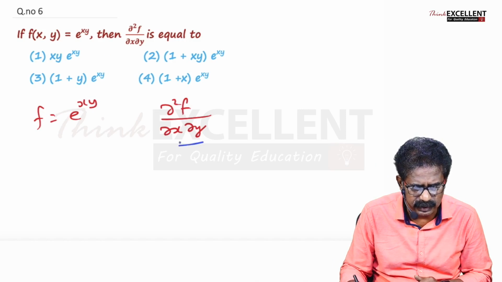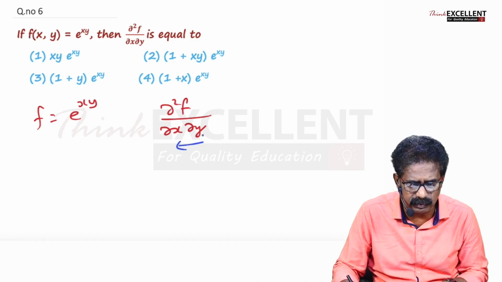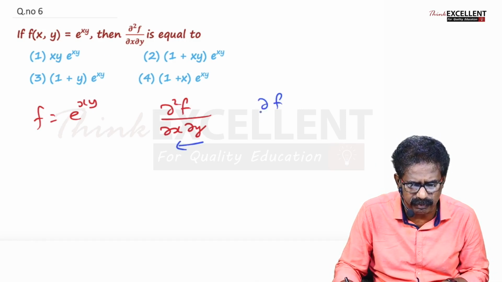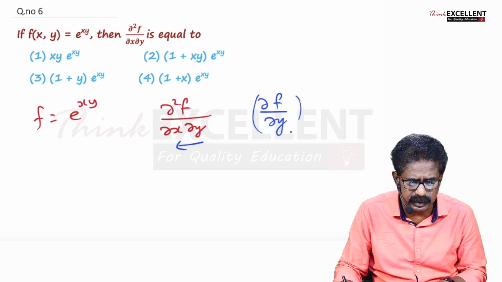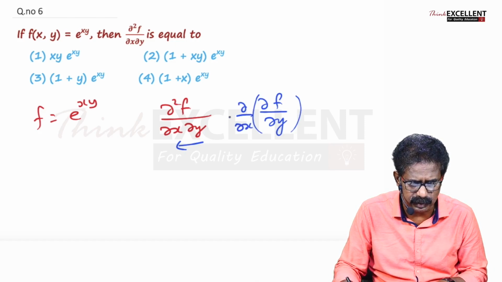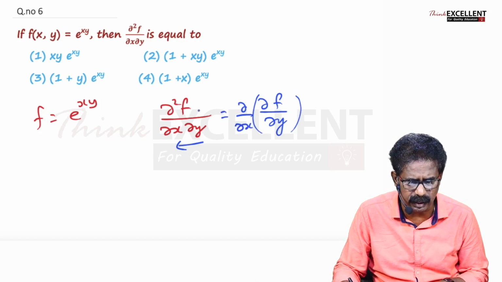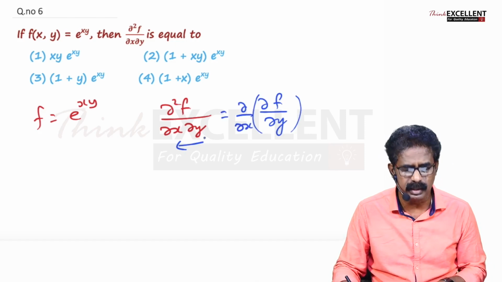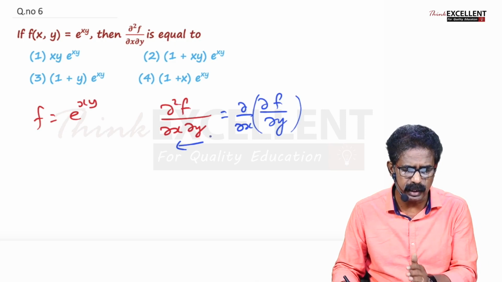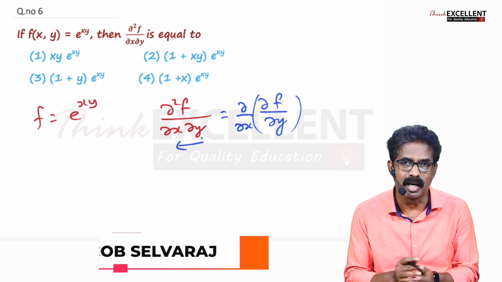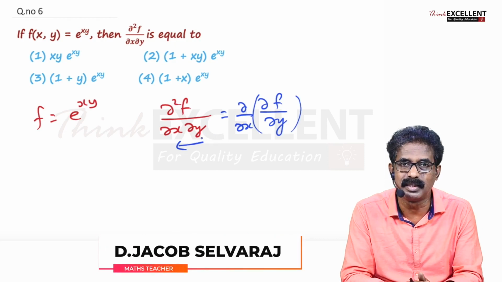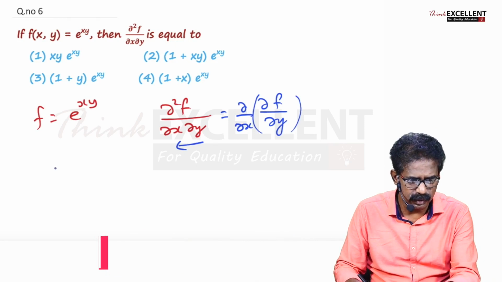You have to start from this end. First you differentiate with respect to y. That is, first you find dou f by dou y. That answer you differentiate partially with respect to x. That is why we write dou square f by dou x dou y. That means first you differentiate with respect to y, then with respect to x. If you reverse the order, normally they will be equal, but not always. They are equal only if the given function is continuous, okay? Okay, we go in order.